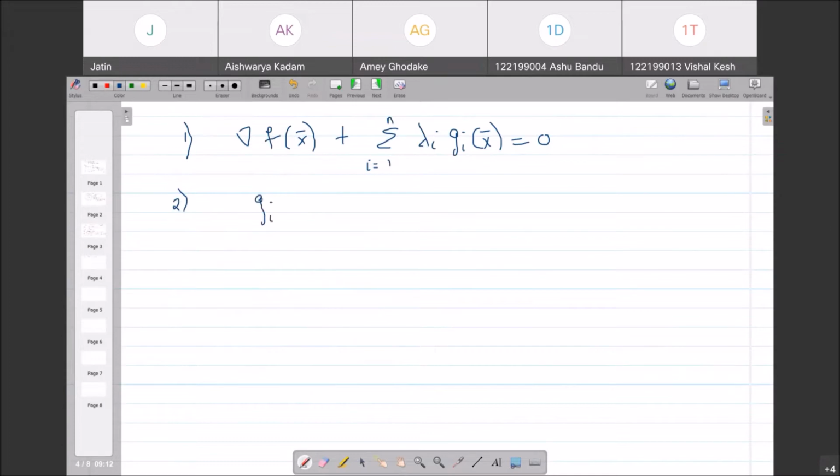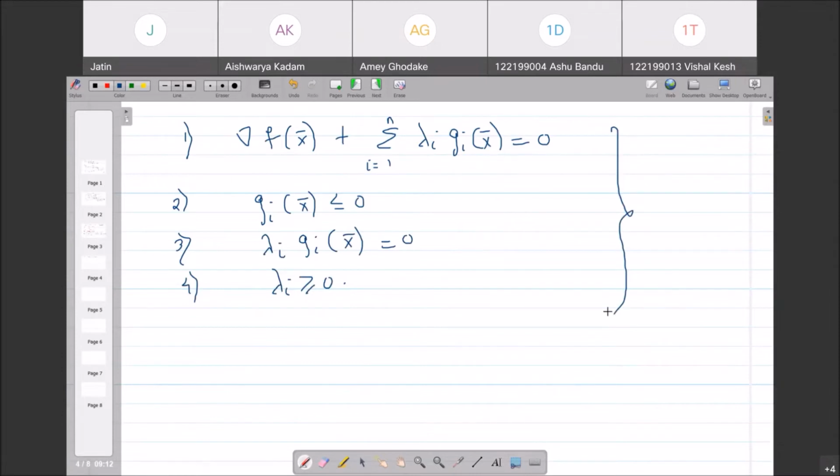It should satisfy the constraints. When you multiply your constraints by the KKT multipliers, the product should be 0, and the KKT multipliers should be non-negative. So whenever you have an optimal point x bar, that means a point of local minima, then there exist KKT multipliers lambda i such that all four conditions are satisfied. So if you have a local minima point, then these conditions are satisfied. So these are the necessary conditions.